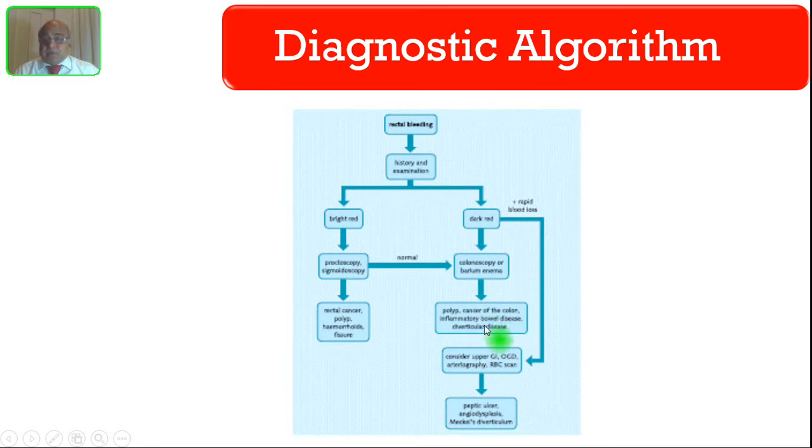So if the dark blood is associated with massive bleeding, then you have to rule out any upper GI bleeding also, because massive upper GI bleeding can also present as bright red blood per rectum, that is hematochezia. So you must rule out upper GI bleeding by doing an NG aspiration, or an OGD, or an angiogram, or an RBC tag scan. So you can know exactly what it is. Angiodysplasia, Meckel's diverticulum, all these things you can pick up by doing these investigations.